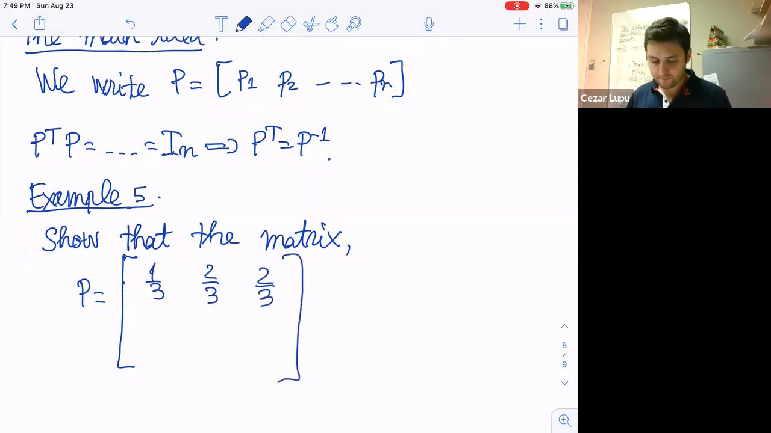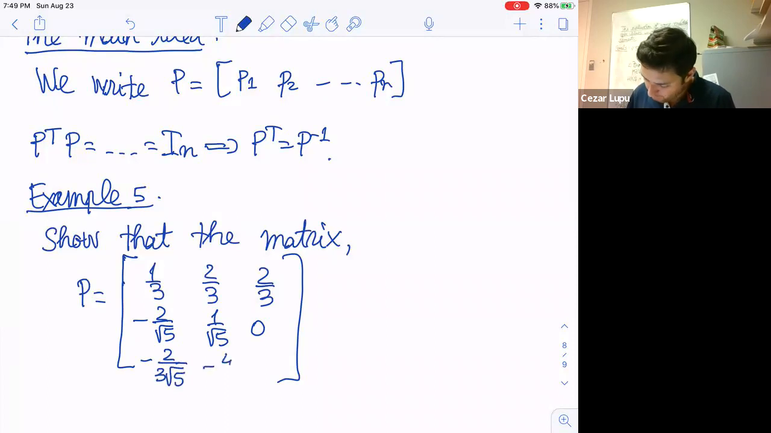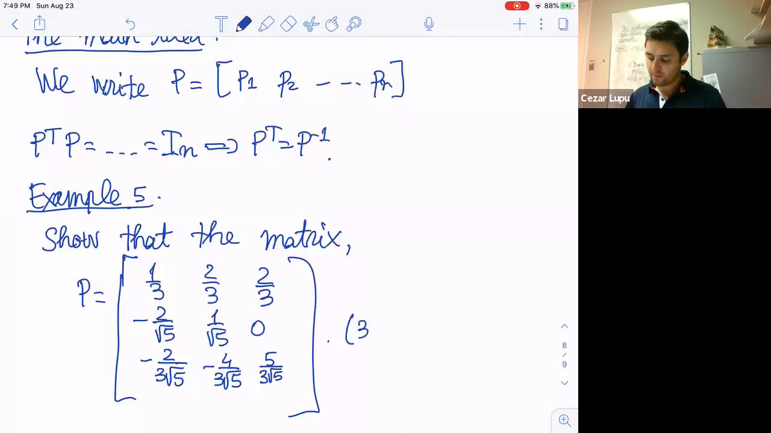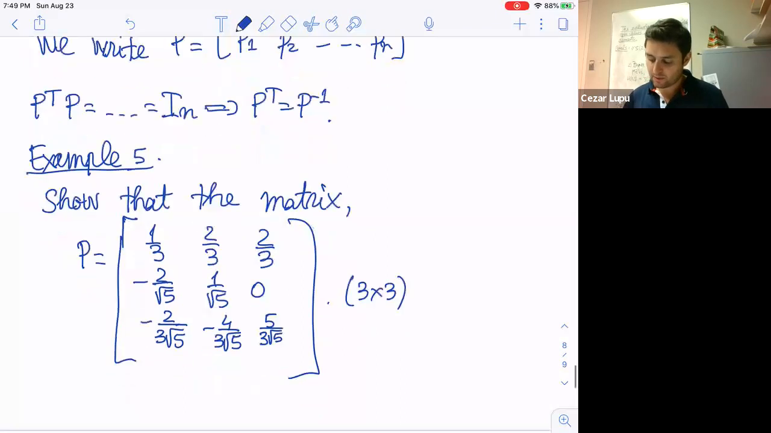And now here we go. Brace yourselves. The second one is -2/√5, 1/√5, and 0. And the third one is -2/3√5, -4/3√5. And the last one is 5/3√5. Oh my. Okay. That's my 3 by 3 matrix. We want to show that this matrix is orthogonal.